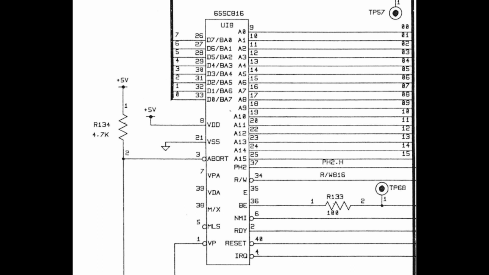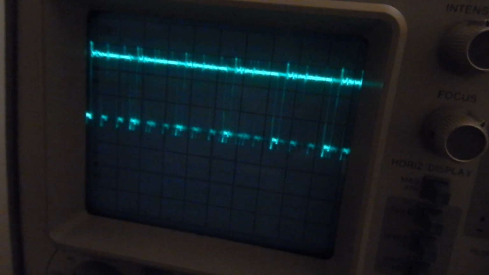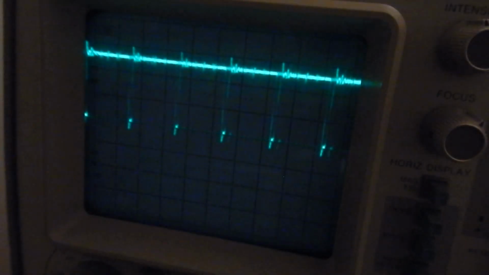The first things I'm going to check are the reset on pin 40 of the CPU, then the clock input on pin 37, and then the bus enable signal on pin 36. Reset starts low, then high, so it's fine. CPU clock looks working too. And the bus enable line shows activity too.